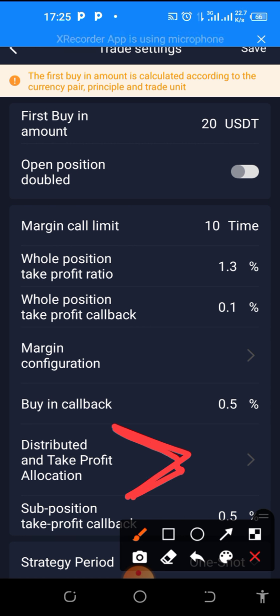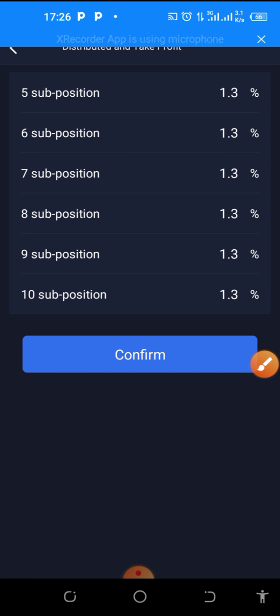Don't forget the other time. Here is the whole position take profit ratio, right? Meaning your 1.3% is what you are taking. Now, this 1.3% actually affects your first to the fourth call. Now, from the fifth call to the end of your calls, you can actually set varying profit ratios. Let me explain that by clicking on this. Now, you can see we have 10 calls there. Our first to the fourth call is being handled by the previous 1.3%.